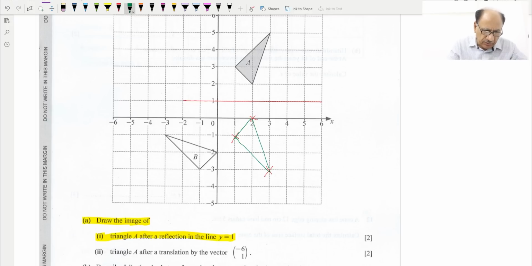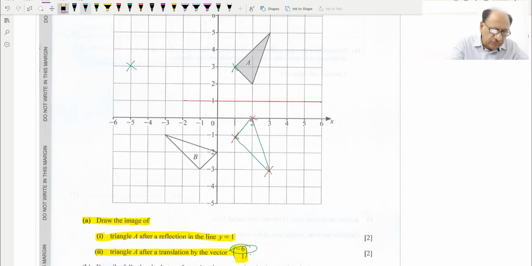Now, the second part says the triangle A after translation by vector (-6, 1). So -6 means the x value, the x coordinate. We will take this point and shift it 6 units to the left, so 1, 2, 3, 4, 5, 6 units.